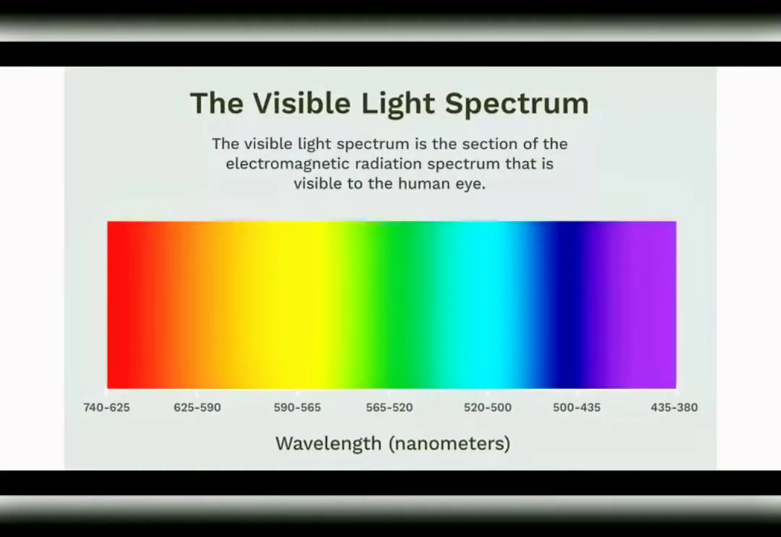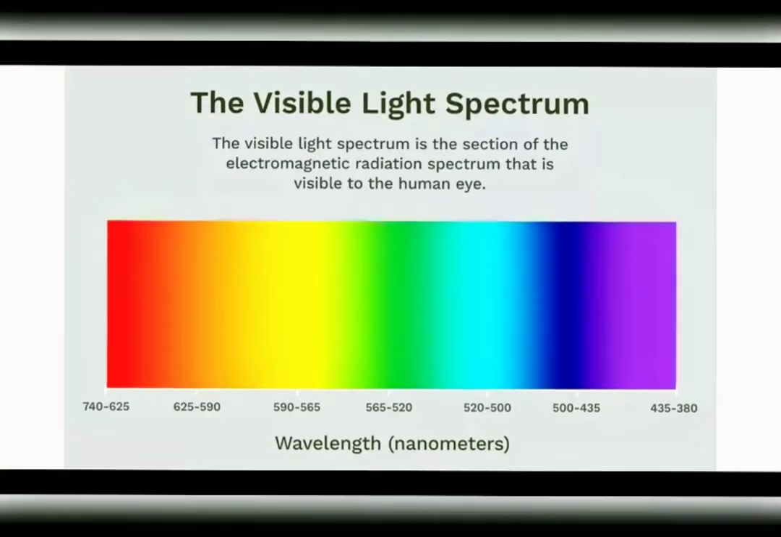Just like this. Look, what is it saying? The visible light spectrum is the section of the electromagnetic radiation spectrum that is visible to the human eye, and this is also the same for the camera sensor. I mean the range is the same, which is varying from 400 to 700.